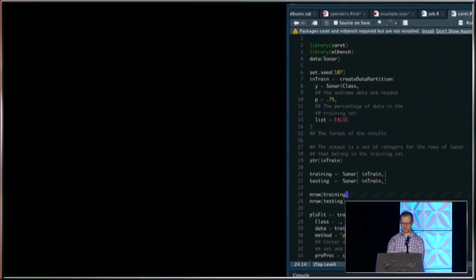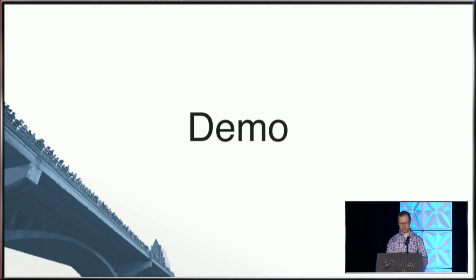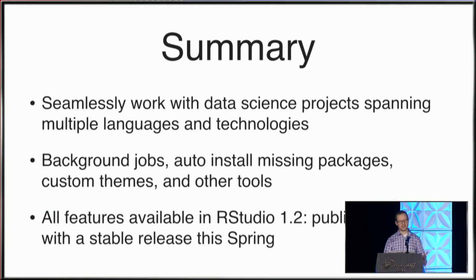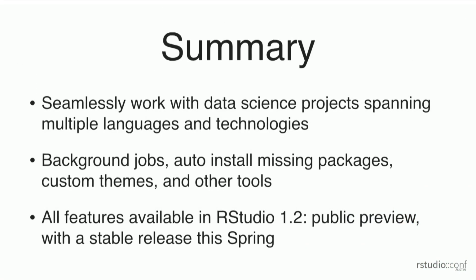All right, so I just have a few minutes left, so let's wrap it up. We did the demo. So in summary, we hope that the 1.2 release makes it a lot more seamless for you to work with your data science projects that span languages and technologies. We've added a whole bunch of quality of life improvements. You can do background jobs. You can install packages that you don't have automatically. We have custom themes. There's a whole bunch of other stuff. I'm glossing over large swaths of improvements here.